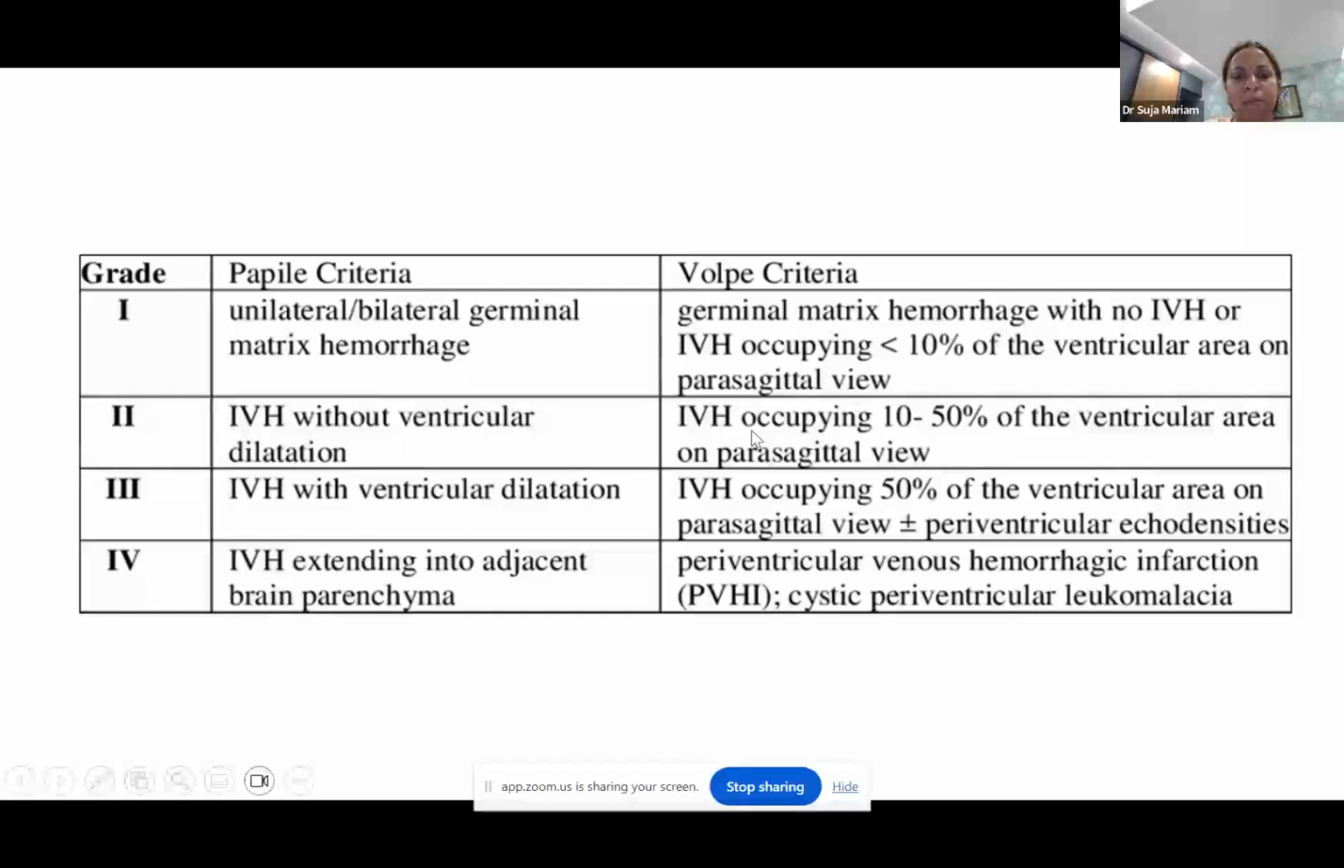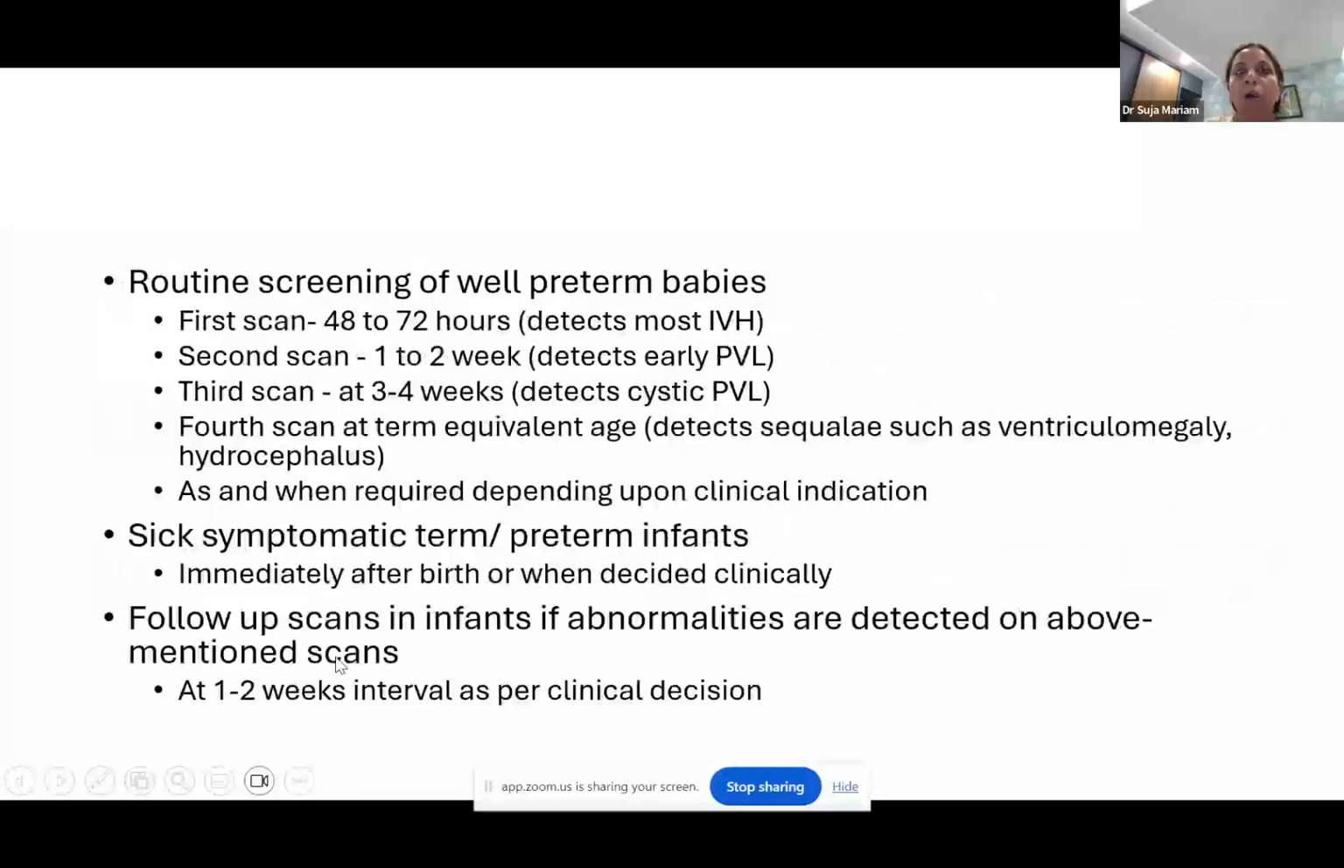The right side probably grade 1 to 2. So we all are very comfortable with using these terminologies, but for ultrasound you have to grade based on Volpi criteria, which actually says less than 10%, 10 to 50%, or more than 50% of the ventricle which is filled. Now, even in the case scenarios, people in the clinical case discussions were mentioning ultrasound.